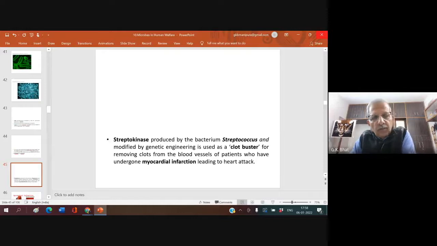Remember this is important. Streptokinase, produced by the bacterium Streptococcus and modified by genetic engineering, let us see that later, is used as a clot buster. Clot buster for removing the clots from the blood vessels of patients who have undergone myocardial infarction leading to heart attack.